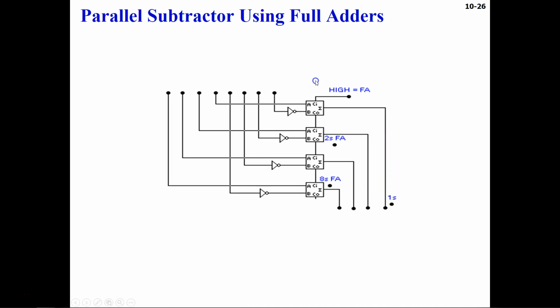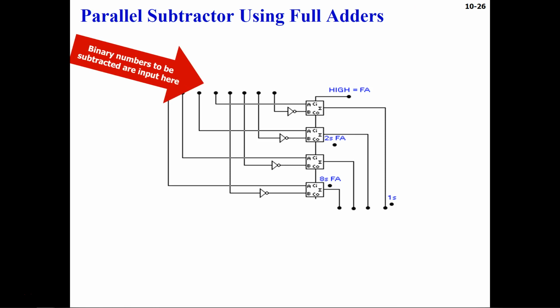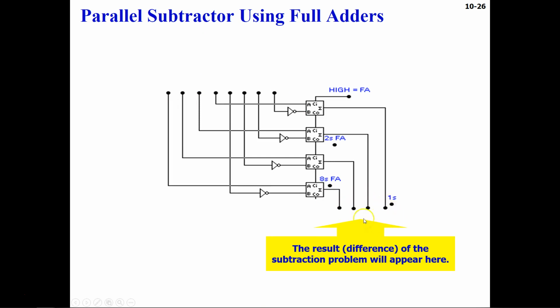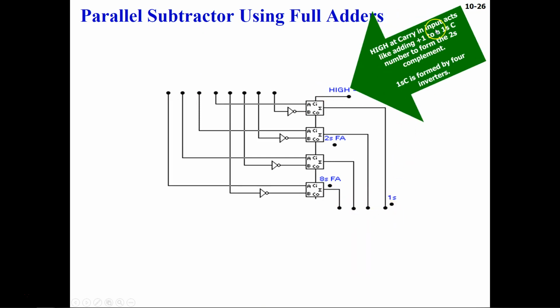Now let's see the inverters. These are the inverters, and the high carry in input makes this perform as a full adder circuit. The binary numbers to be added or subtracted are input here, and then the result comes out here. The high carry in input acts like adding +1 to a 1's complement number to form the 2's complement. The 1's complement is formed by 4 inverters. So we already discussed that the 1's complement is given through this, and the 2's complement is given through the C in. When you add 1, that will create your 2's complement.